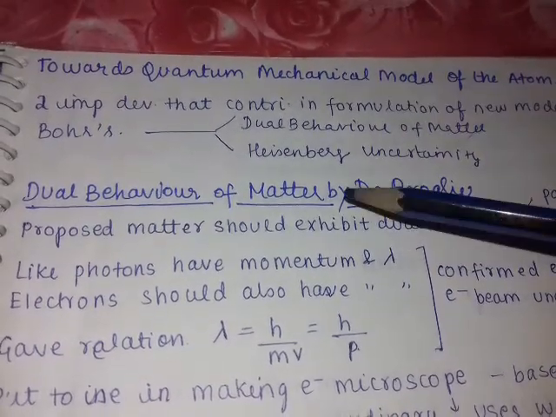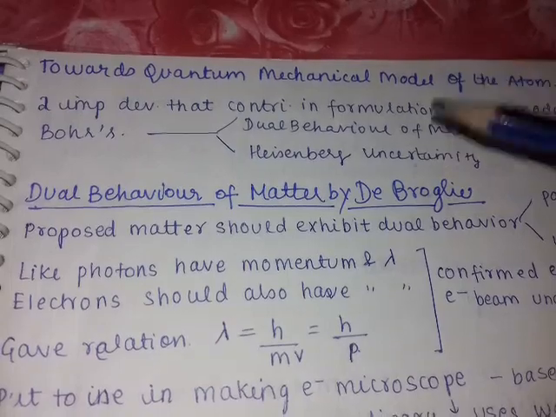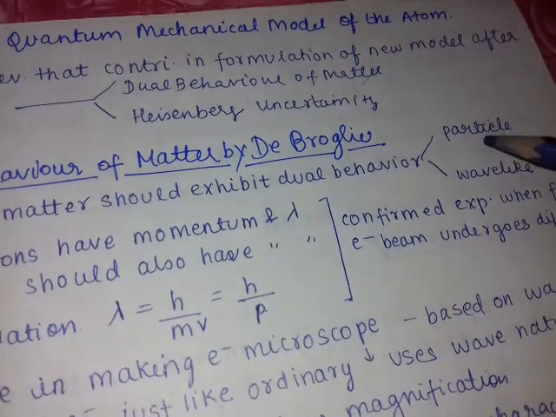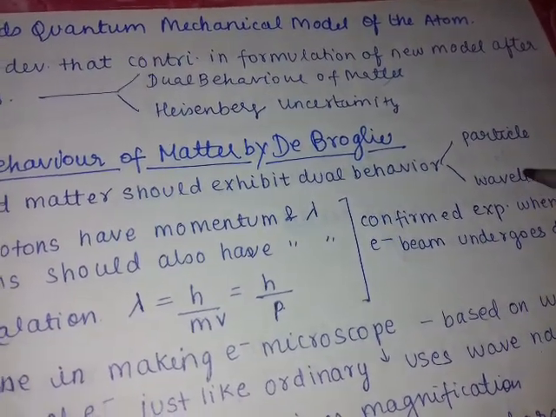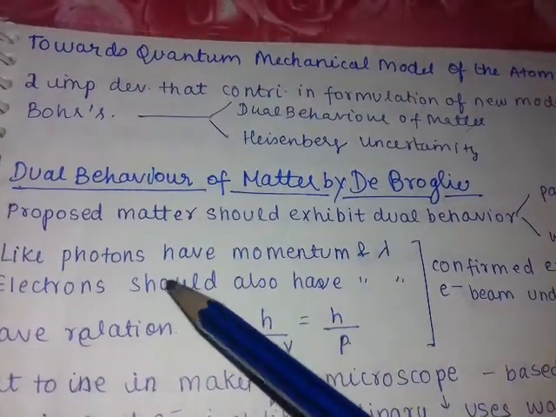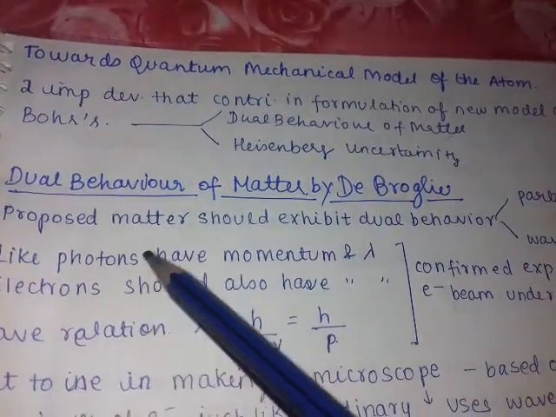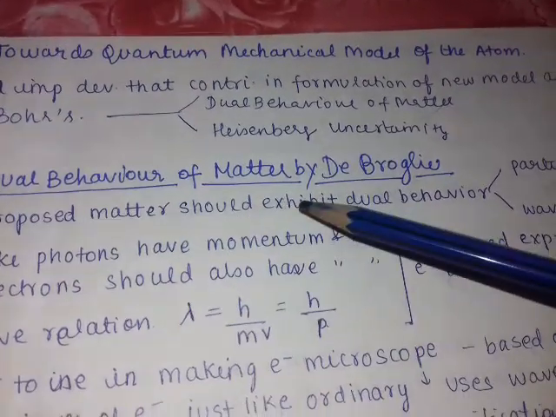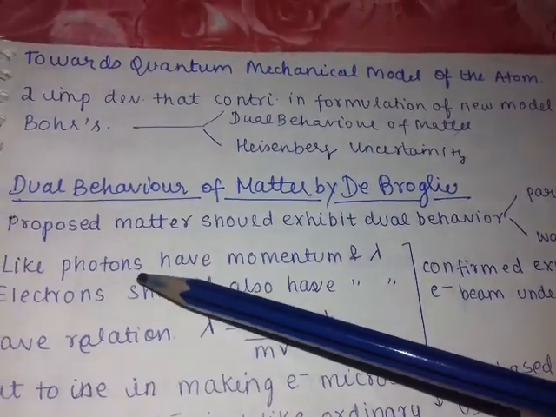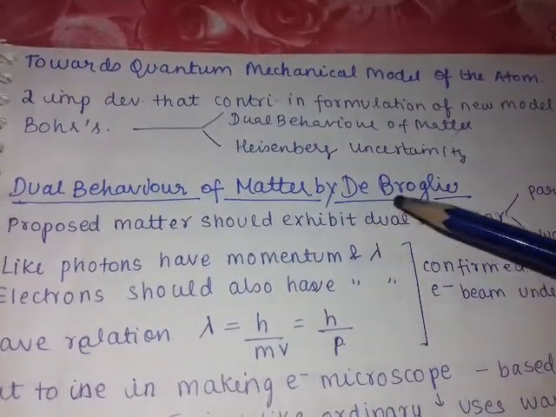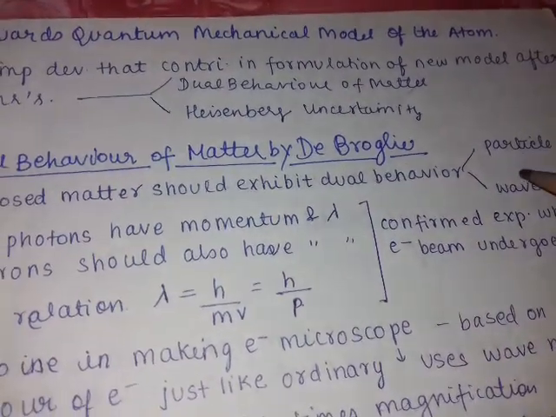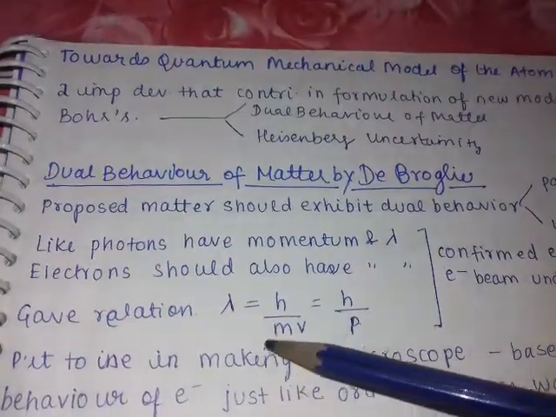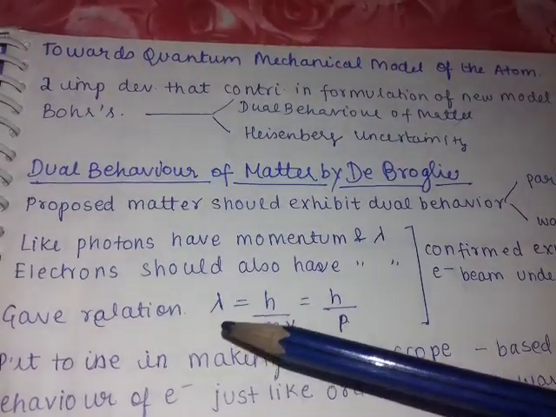Similarly de Broglie suggested that matter should also exhibit dual behavior, that is of particle and also of wavelength. Like photons, they are a part of light, they are small packets of light, right? So like photons, they have particle nature and wave nature also. So de Broglie suggested that matter should also have dual behavior of particle as well as wave-like properties.